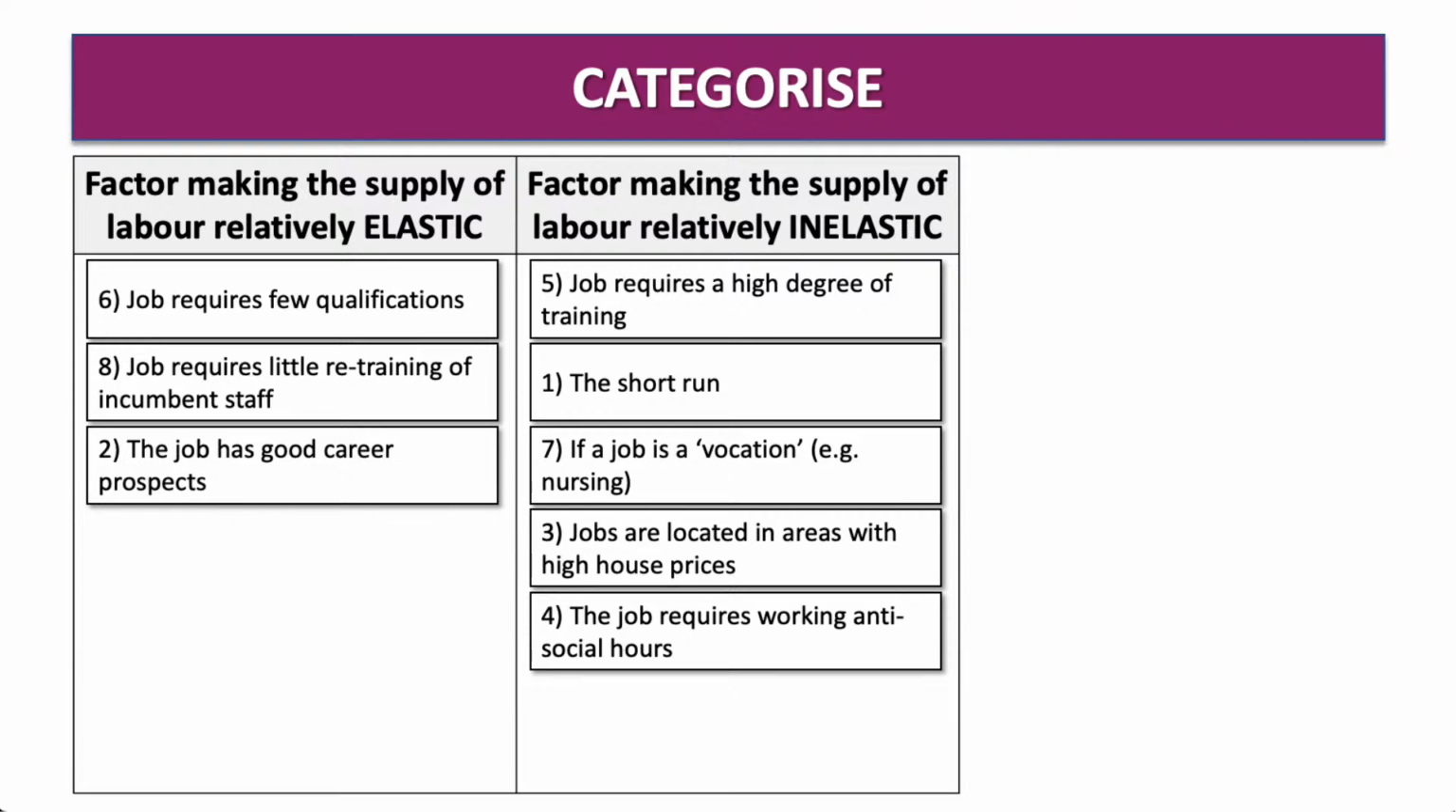forth. If the job is a vocation, so that only attracts certain people, like us, of course, wanting to be teachers to help you out this week before your exams. So if there's a large vocational element, such as nursing or teaching or social work, then the labour supply is relatively inelastic. And then finally, high house prices, which you'll know about, and the job requires antisocial working hours. A lot of people really, really don't want to do that.